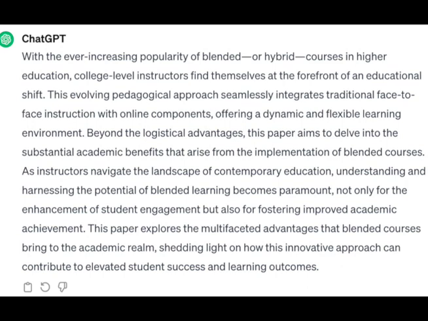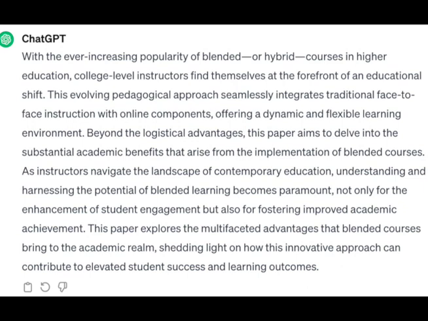With the ever-increasing popularity of blended or hybrid courses in higher education, college-level instructors find themselves at the forefront of an educational shift. That's really kind of broad. Although we can argue that in a paper, the topic sentence, although it sort of has to provide the overview of the entire paper, can be reasonably broad as long as we're establishing this foundation and becoming more specific, following up with concrete, detailed, credible information immediately.